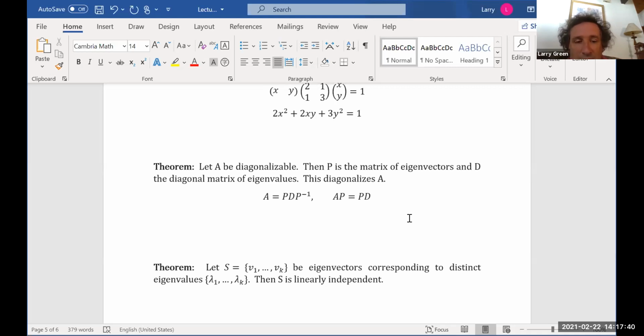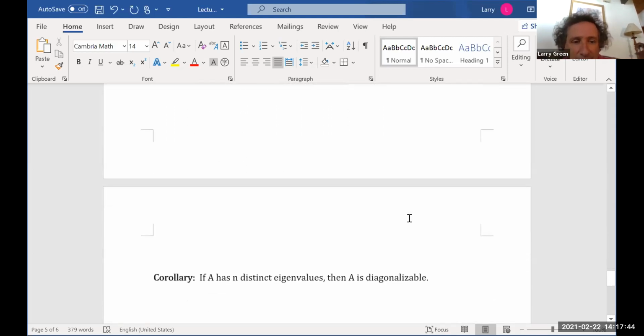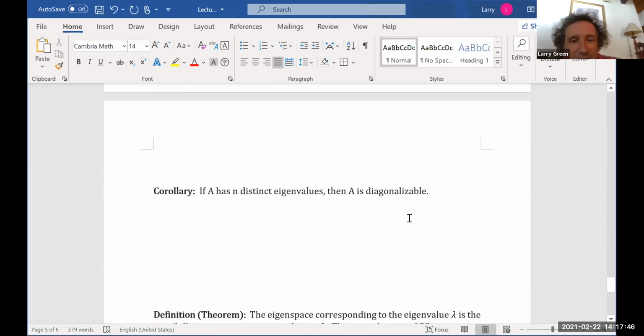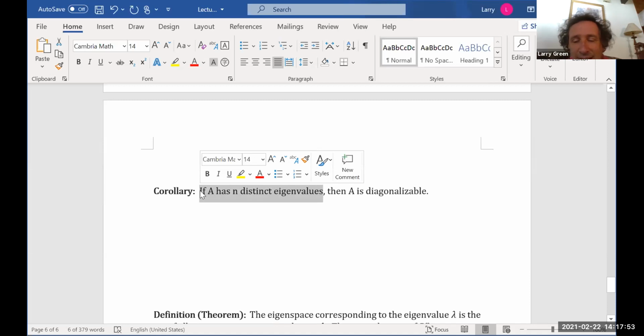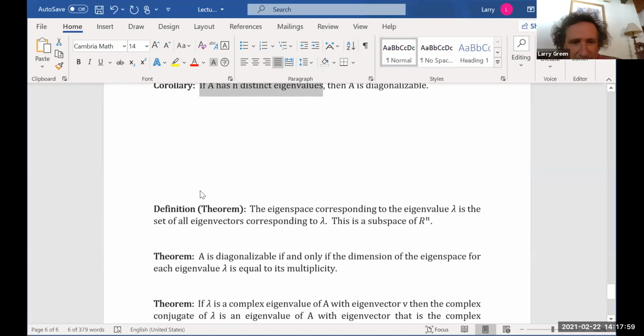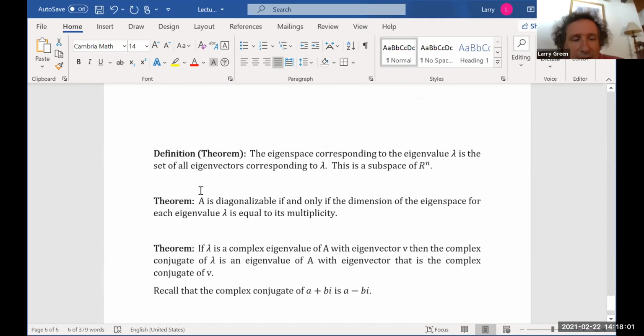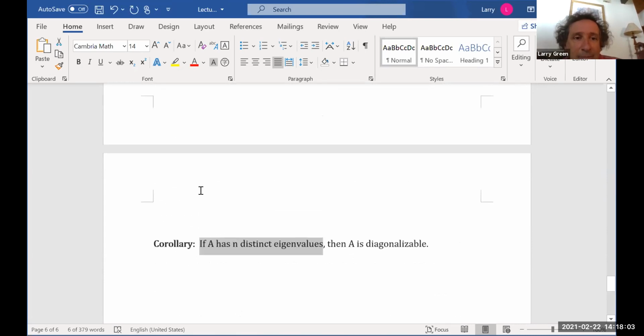So this always works. And that's the big deal. Okay, and it always works as long as it works. And that means that you want to have n distinct eigenvalues. If you have n distinct eigenvalues, it always works because then you get a P. Otherwise, you don't get a P necessarily. All right, I think I want to do an example.